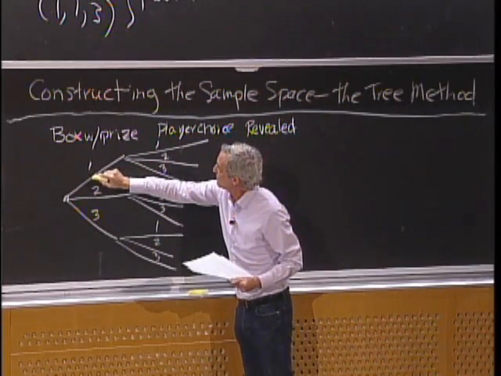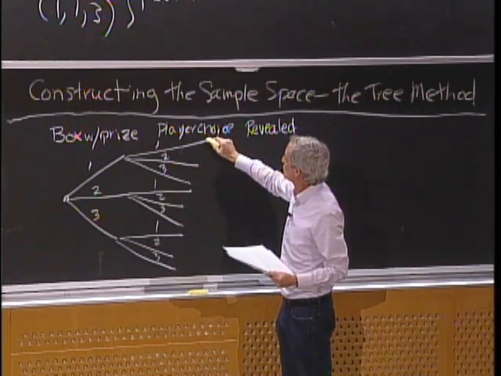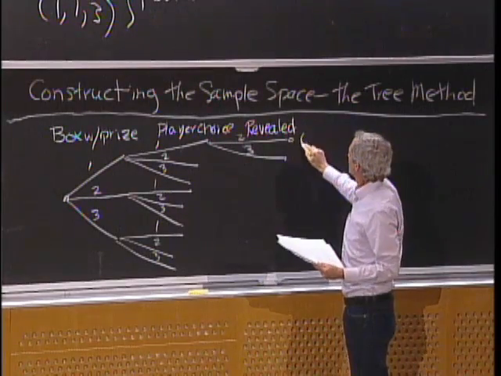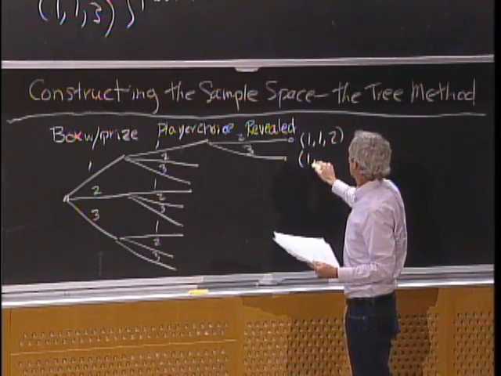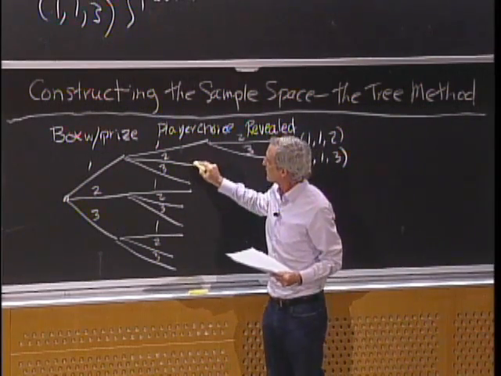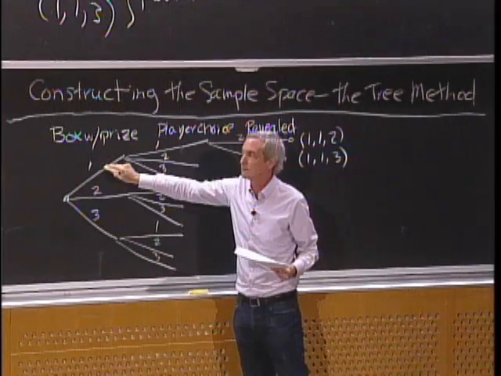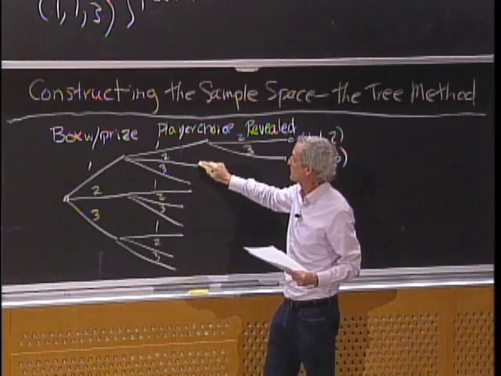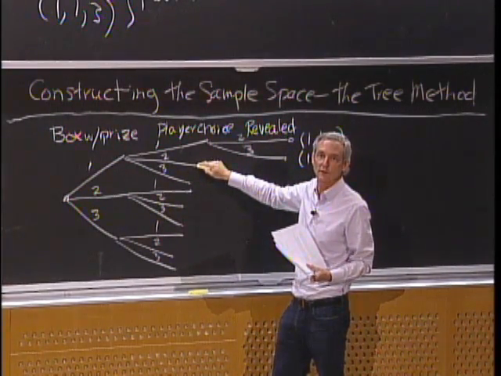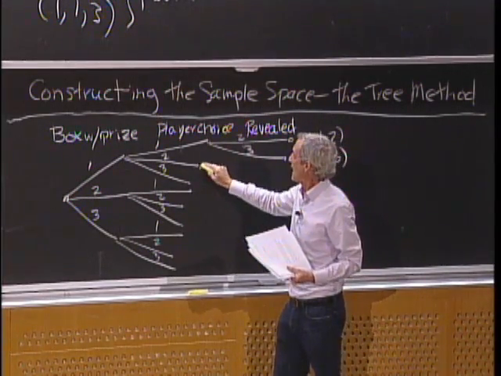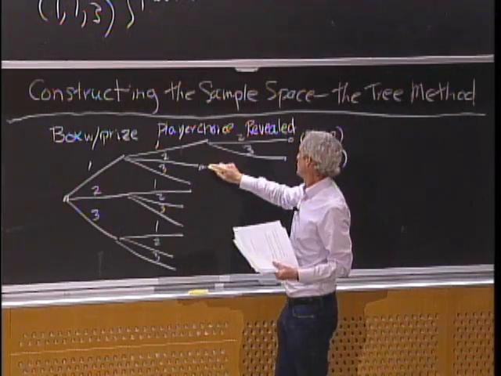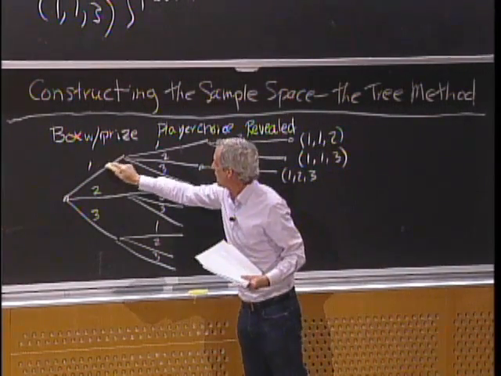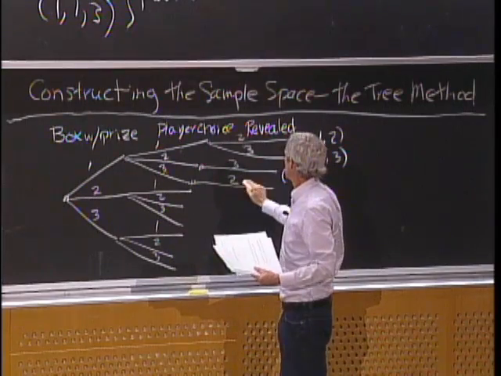Now, in this case, if the prize is in 1 and the player chose 1, there's 2 possibilities. We could reveal 2 or reveal 3. So we get 1, 1, 2 here, and 1, 1, 3 here. What about here? Prize is in box 1. Player picks 2. How many choices for which box is revealed? 1. And which box is going to be revealed? 3. All right, this is sample point 1, 2, 3. And here we've got 1, 3, 2 is the only choice.